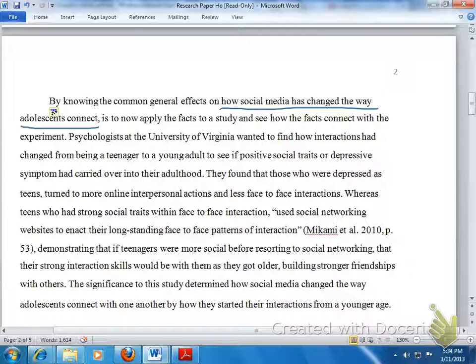Okay, so we look for that quote. There's one right here in the paragraph, right? We see this quotation mark. "Use social networking websites to enact their long-standing face-to-face patterns of interaction." Okay, what did it say first? "Whereas teens who had strong social traits within face-to-face interaction use social networking websites to enact their long-standing face-to-face patterns of interaction, demonstrating that if teenagers were more social before resorting to social networking, their strong interaction skills would be with them as they got older, building stronger friendships with others." Okay.